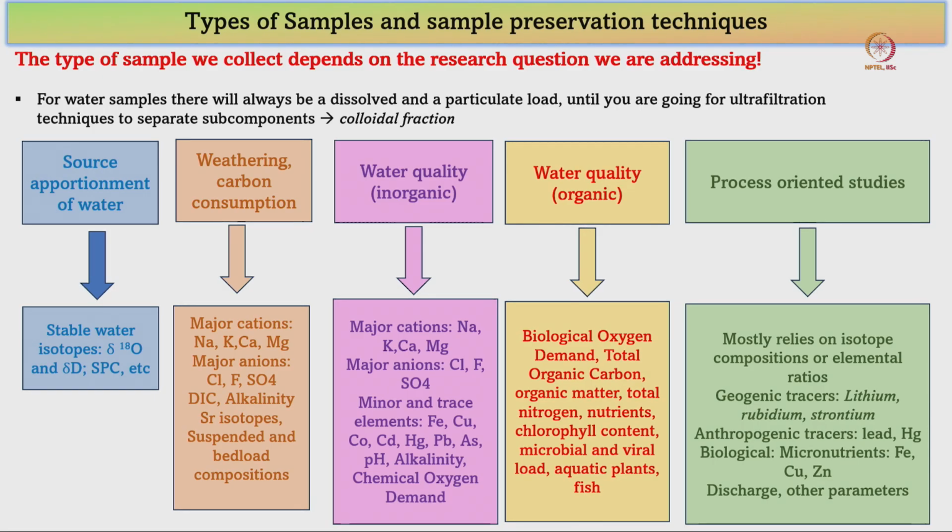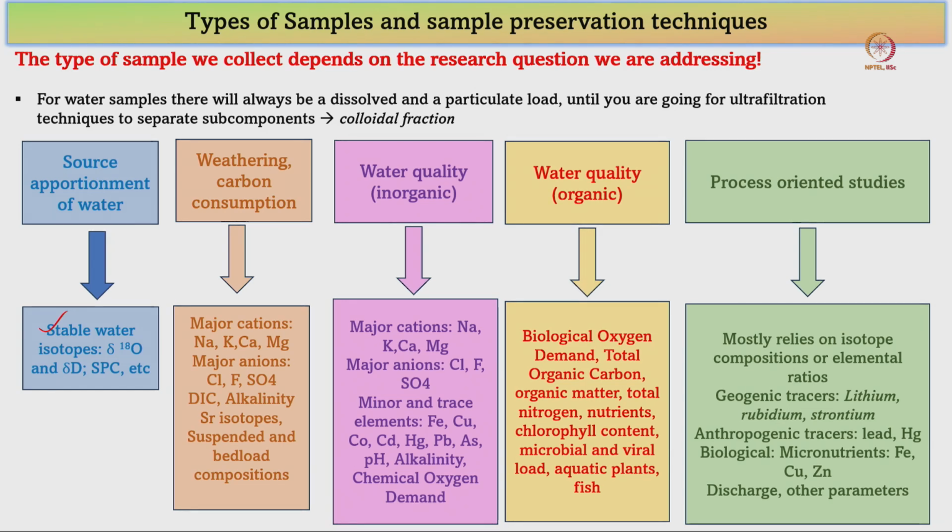I want to constrain that. Then what will I use? I will use stable water isotopes, and using stable water isotopes, I can do source apportionment. Source apportionment means that I want to quantify the contribution from each different source end member.